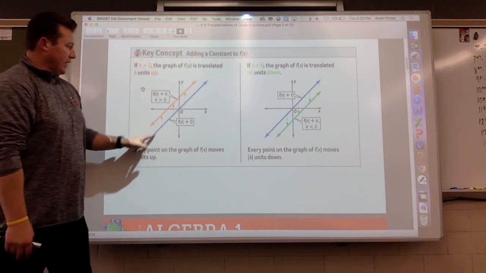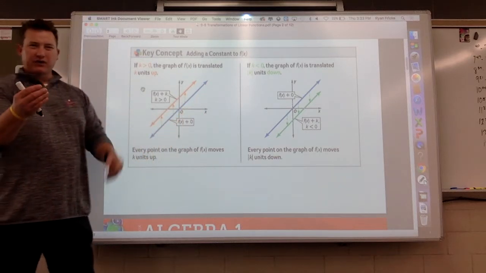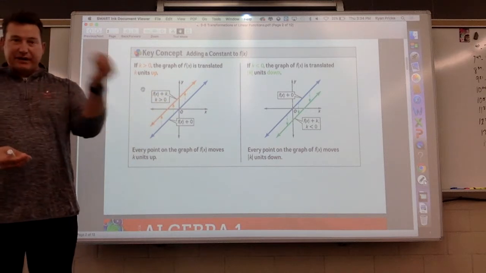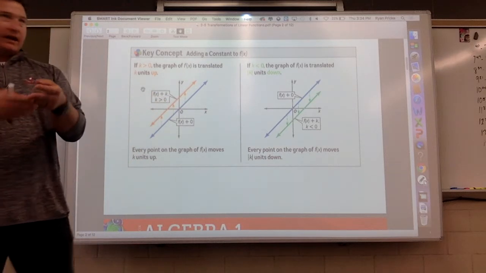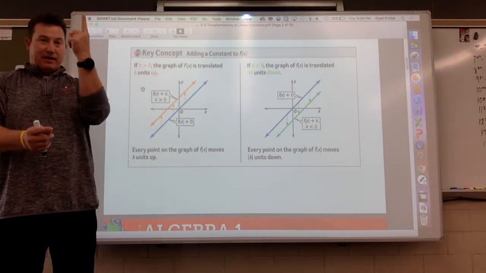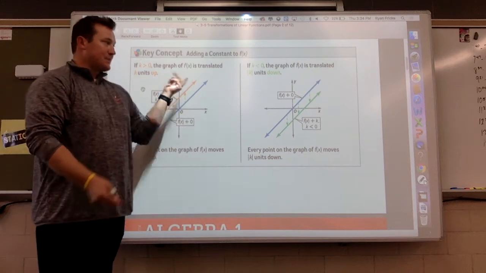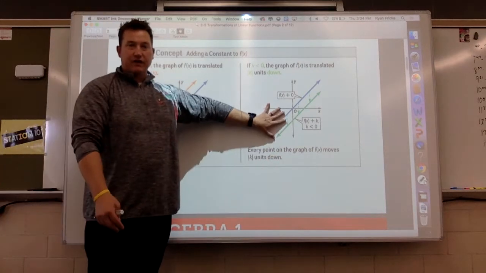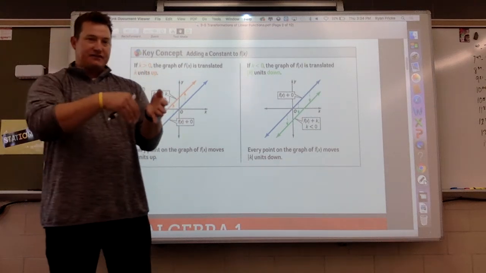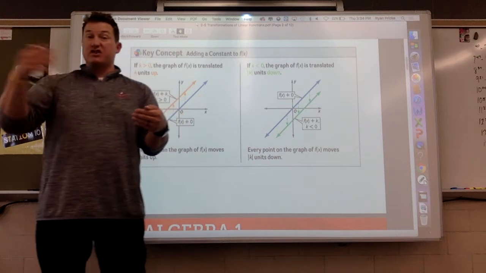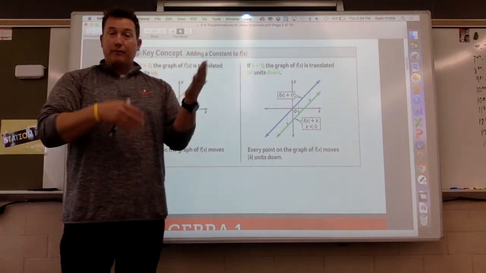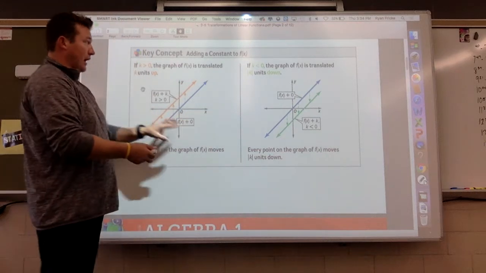So here is my blue line. Remember we had parent functions a while back, right? If we have a number and we put it on the end and it's bigger than 0, like +2, +4, +8, that will move it up. So this is an up move. The opposite happens. If we have a negative number, so if we see something like -4, -2, -12, that is a down move, right? And it will go down or up by whatever that number is, okay?